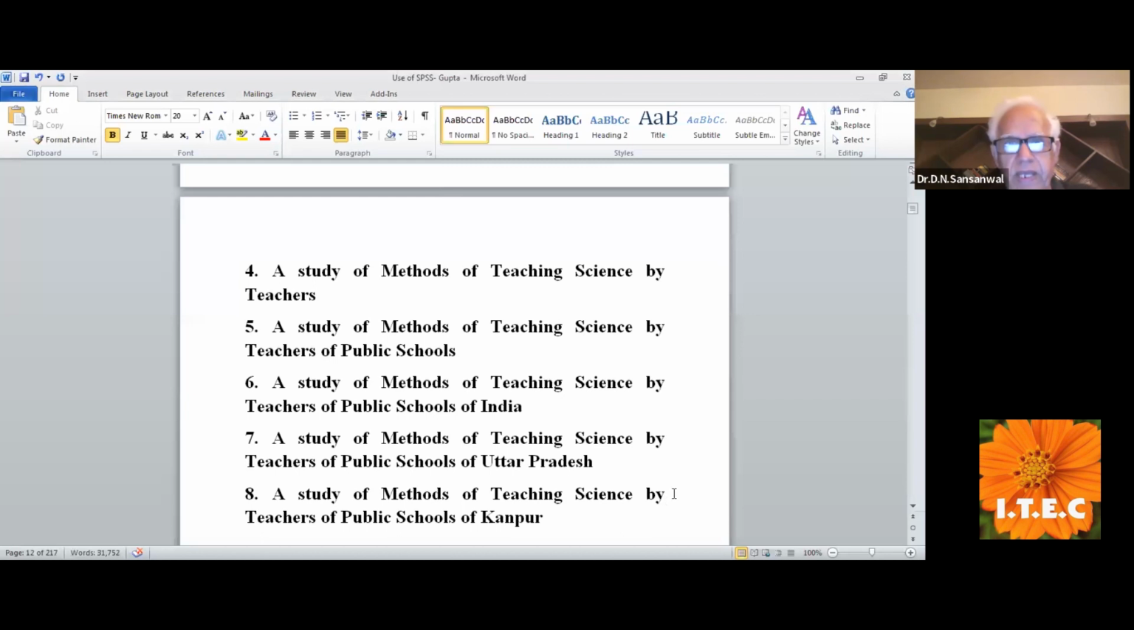Yes. So the majority of you are saying that title number 8 is appropriate. The answer is yes. But title number 7 is also appropriate. Why? Because today you are in Kanpur and tomorrow you go to Meerut. But if you have written Kanpur in the title, then you have to come back to Kanpur to collect your data. But if you have written Uttar Pradesh, then you may collect your data from Meerut also.